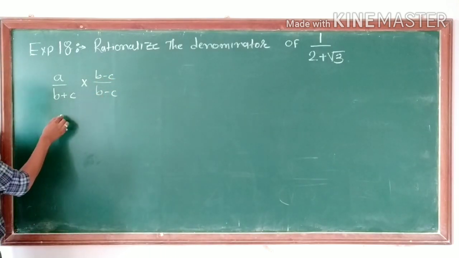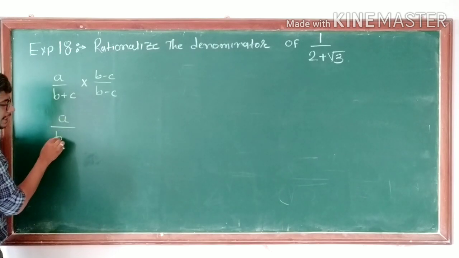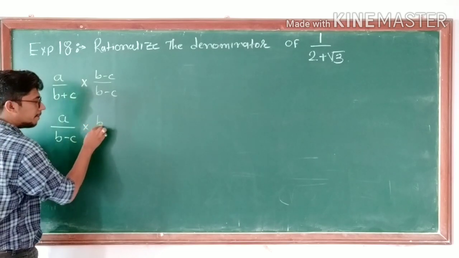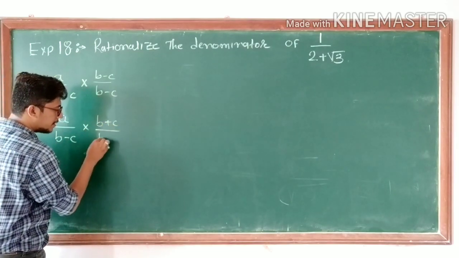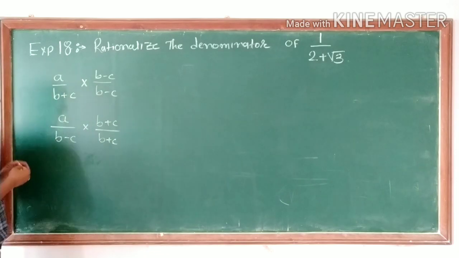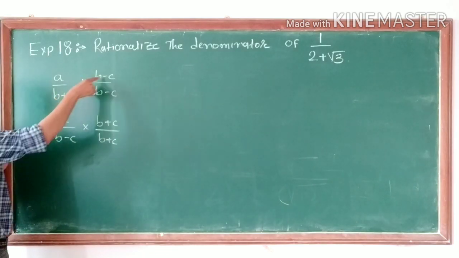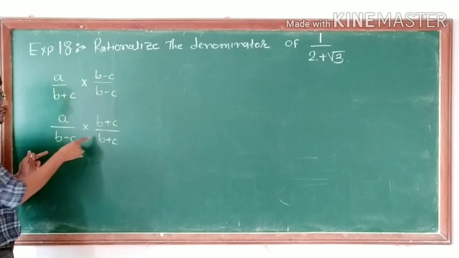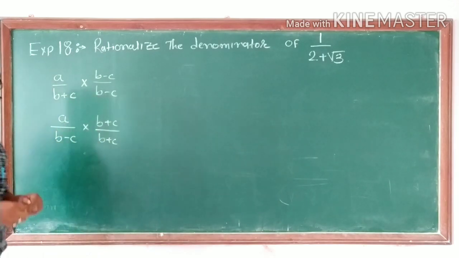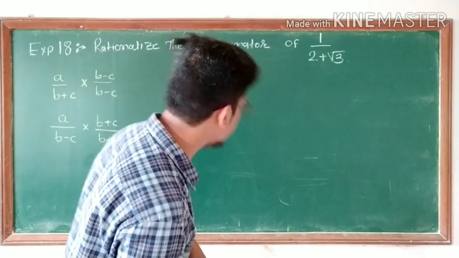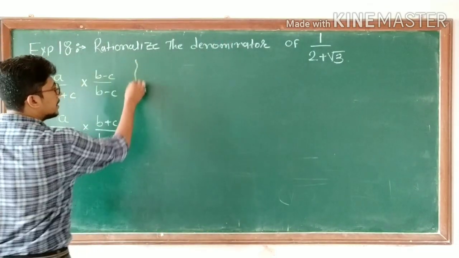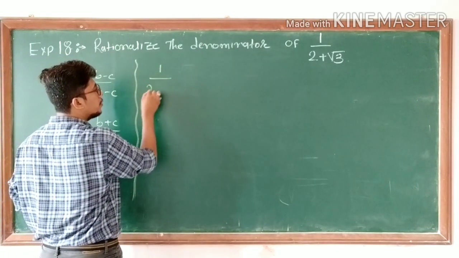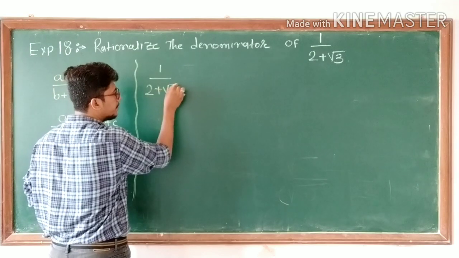Okay, and if a upon b minus c is given, then you have to multiply with b plus c. That means if plus is given, you have to multiply and divide with the minus term, and if minus is given, you have to multiply and divide with the plus term. Is it okay? Is it understood? Yes, it is understood.